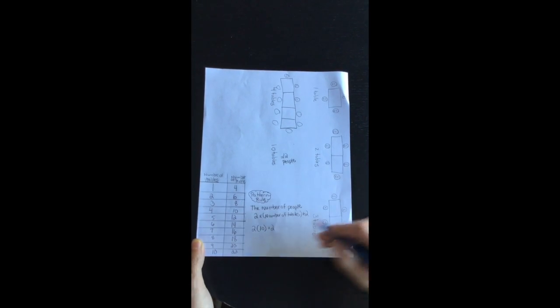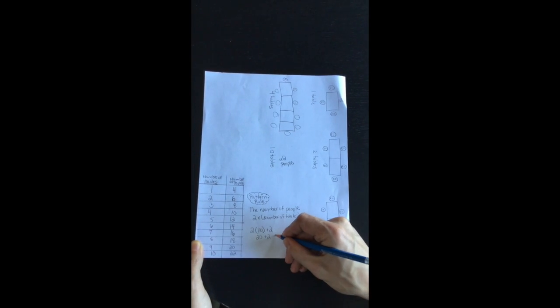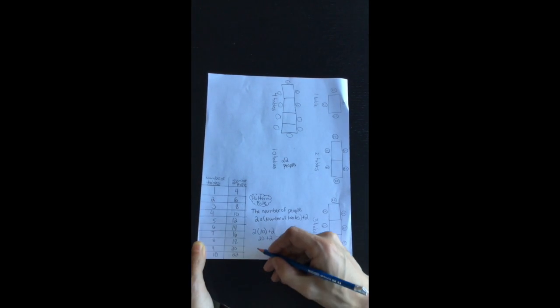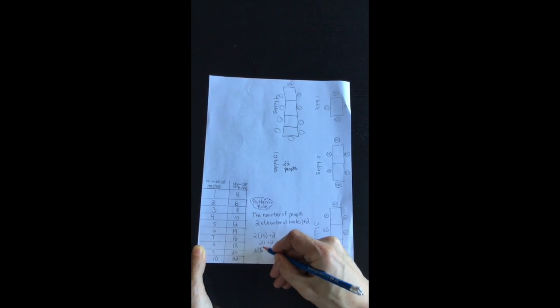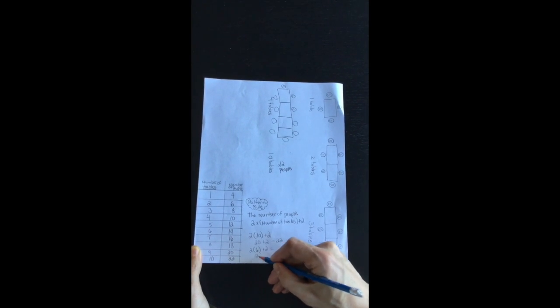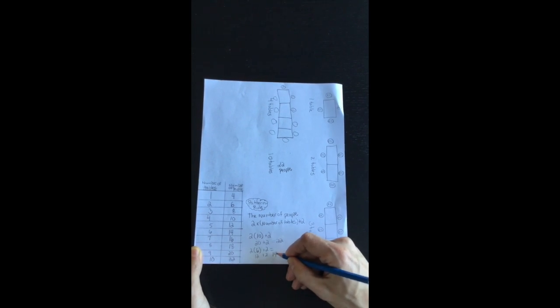Is this going to work? 2 times 10 is? 20. And then add? 2. 22. Would it have worked for 6 tables? 2 times 6 is? 12. Plus 2? 14. 14. Whew, that's a tricky 2-step pattern.